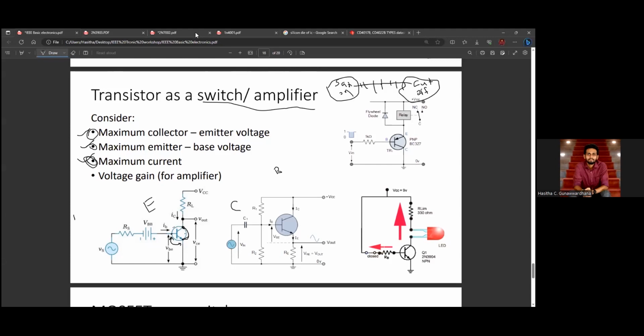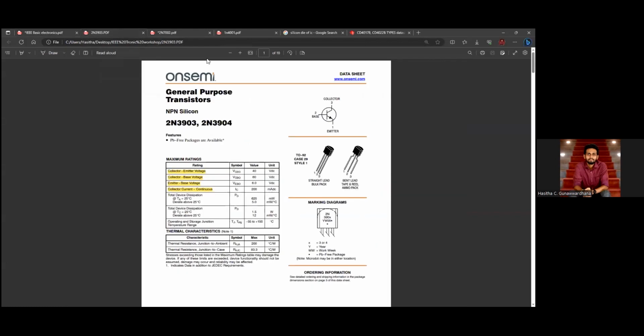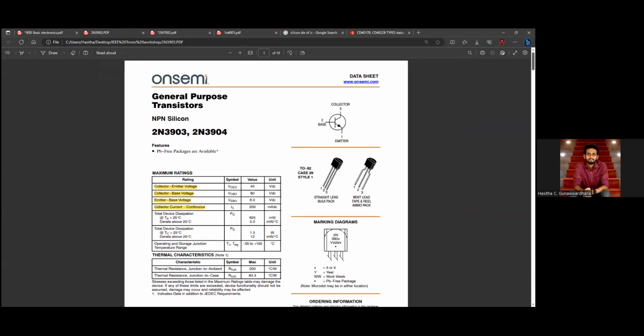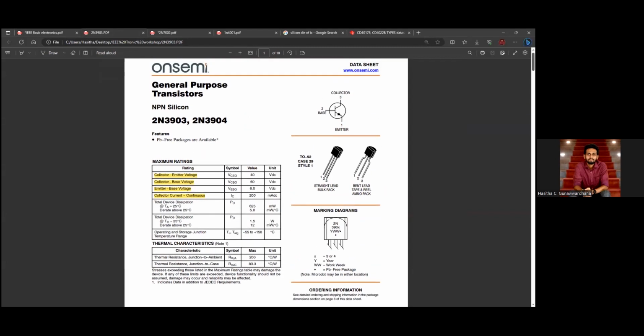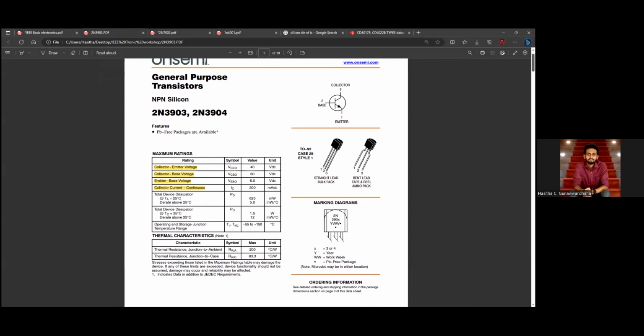Then I will show with an example transistor how to find out values for these parameters. This 2N3904 is a general purpose transistor, which is very widely used in basic simple circuits.